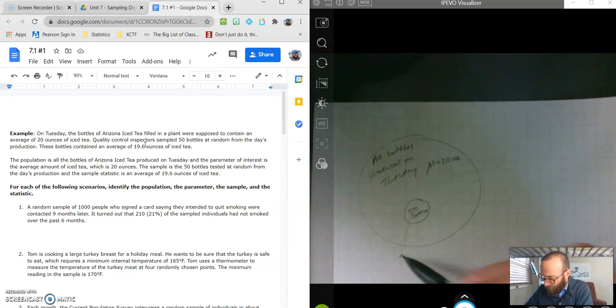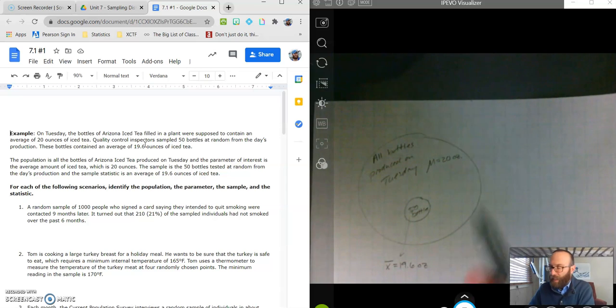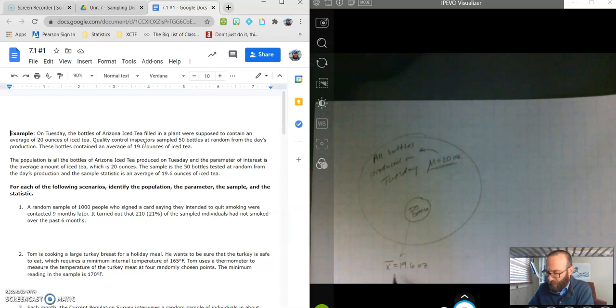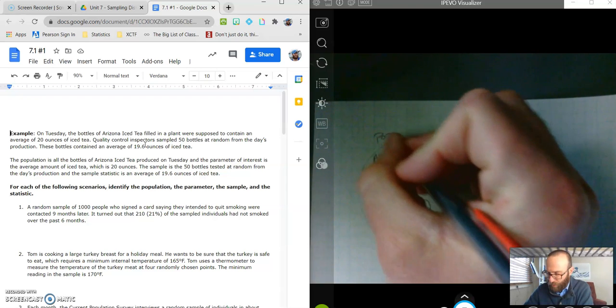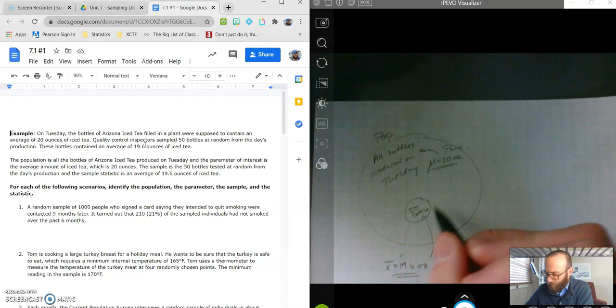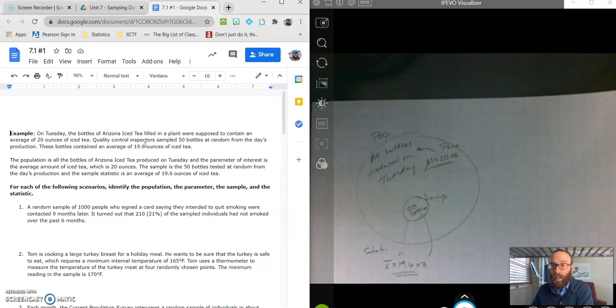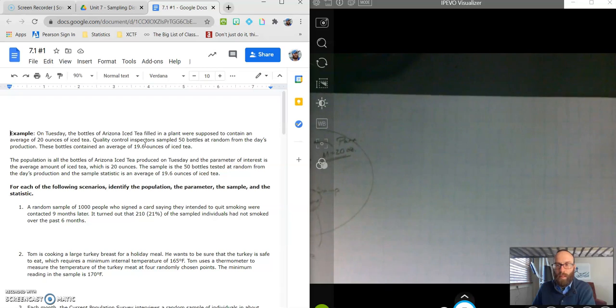Now I'm going to run out of space here. And in that sample, my average was 19.6 ounces. That's X bar. But notice that this specific measurement describes the population, and this specific measurement describes the sample. So this is my population, this is my parameter, this is my sample, and this is my statistic. Okay, so I want to follow that up with looking at this same diagram here for problem number 1. So in problem number 1, we have a random sample of 1,000 people.